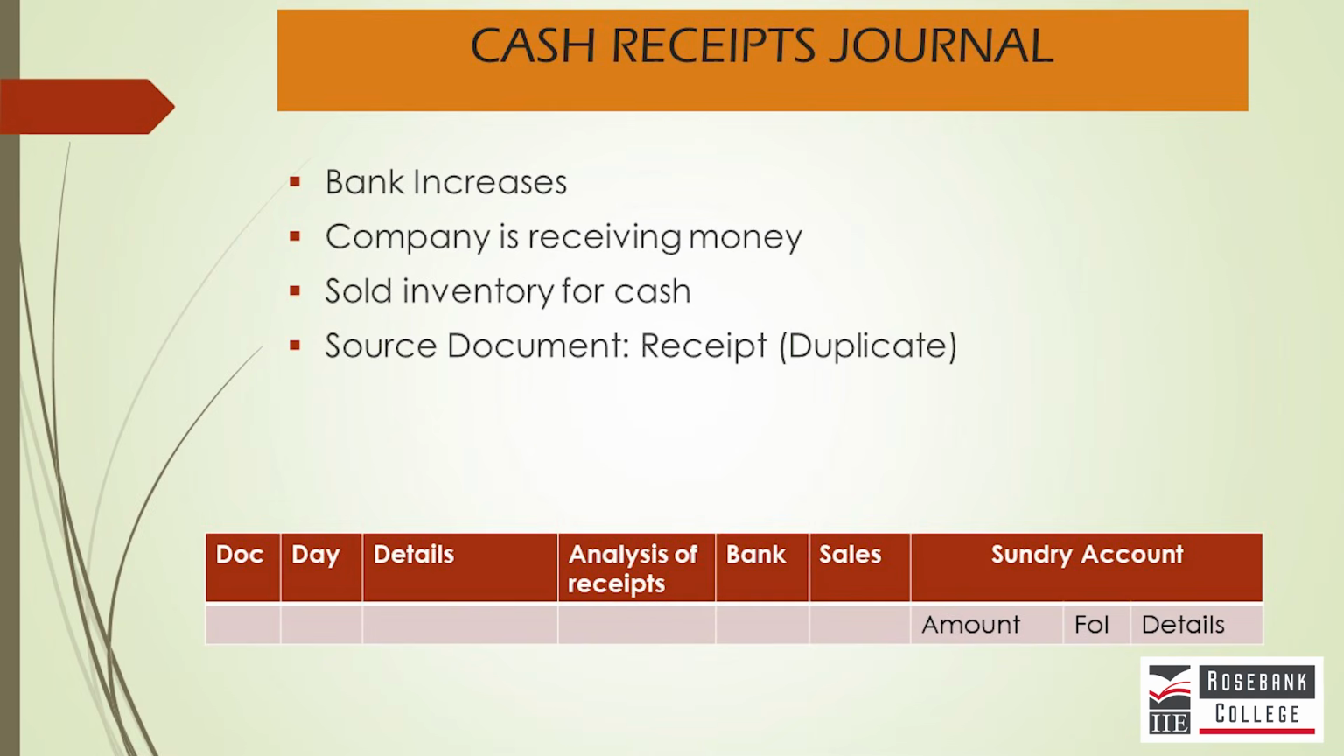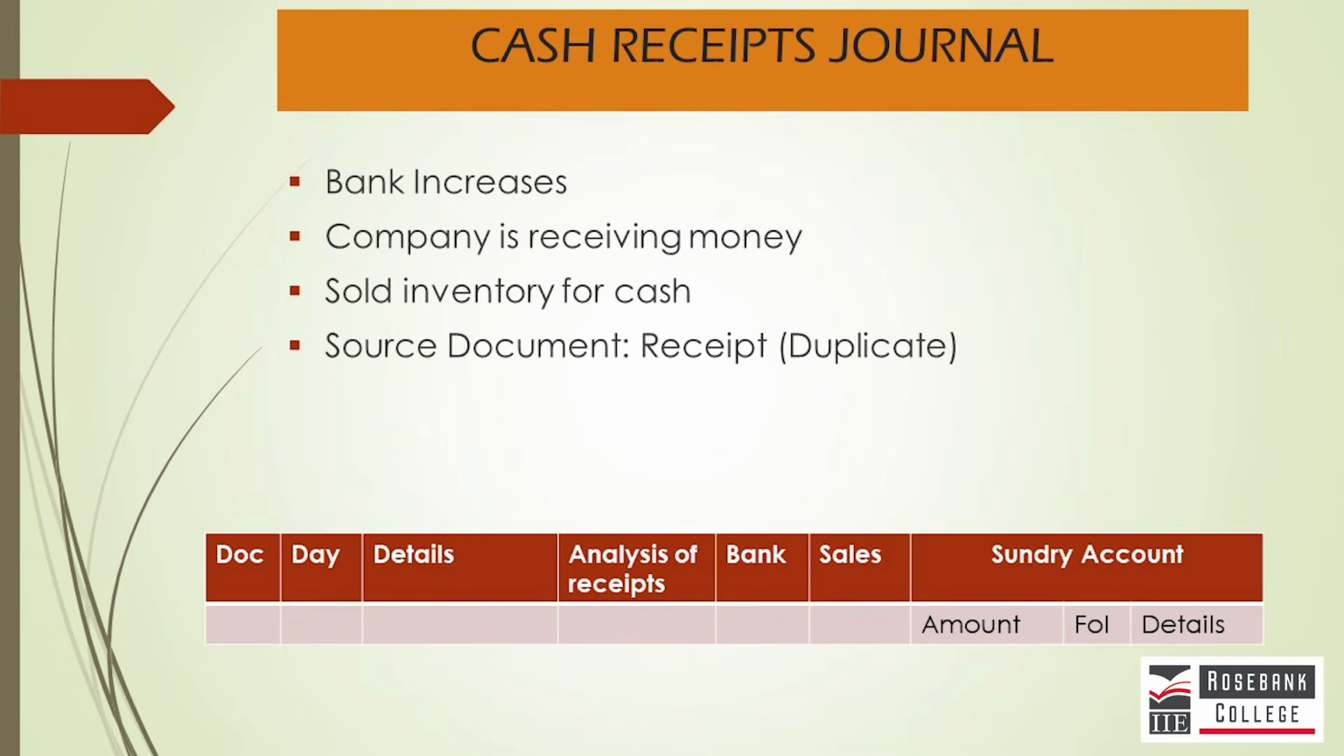This is a framework for the cash receipts journal. Doc is the document number used in the transaction. Day is the day that the transaction occurred. Details is where does the money come from. If it is from selling, then we will have cash sales under details.